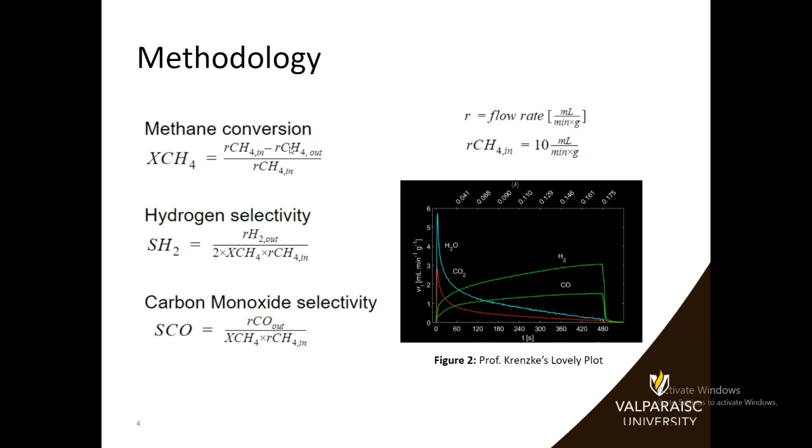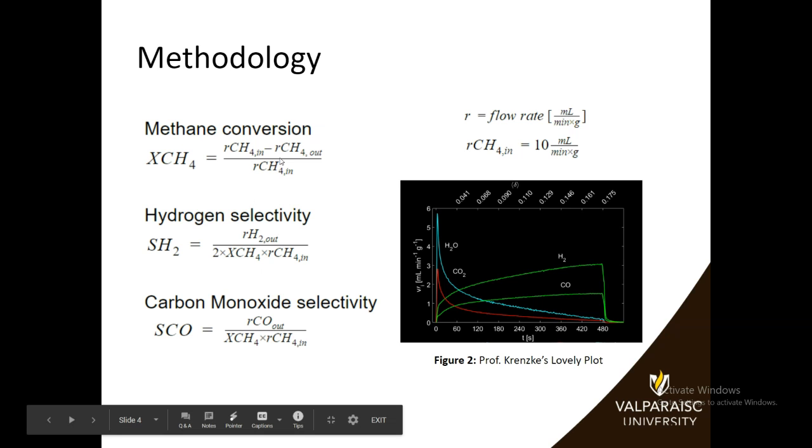Those R's are basically flow rates. They're in units of milliliters per minute per gram of Curie oxide. So here we read this as the flow rate of methane in minus the flow rate of methane out over the flow rate of methane in. Here, the flow rate of hydrogen out over 2 times the methane conversion times the flow rate of methane in. And we get the idea.